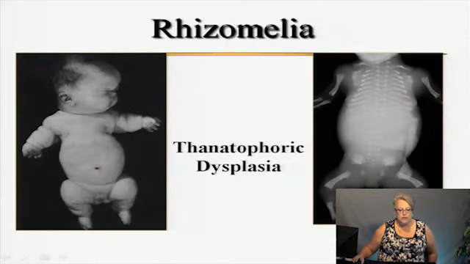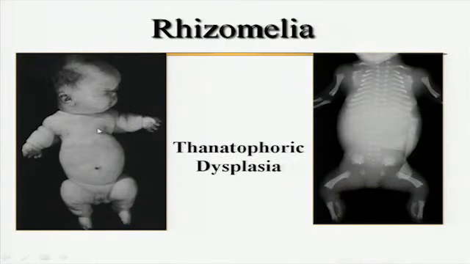So with thanatophoric dysplasia, you have rhizomelia. And you get this tissue redundancy because the tissues and the muscles are growing at the normal rate, but then you've got a short long bone. So you almost get a little bunching of the skin and the muscles because you have all this tissue redundancy, because that bone is not straightening out the tissues like it should.